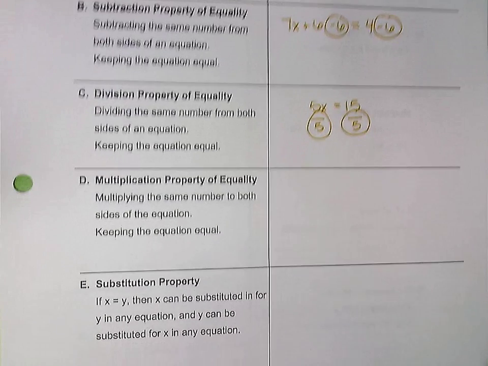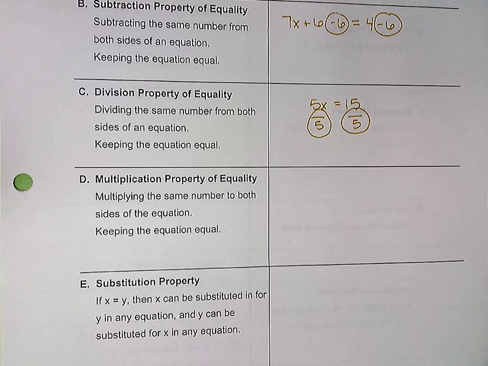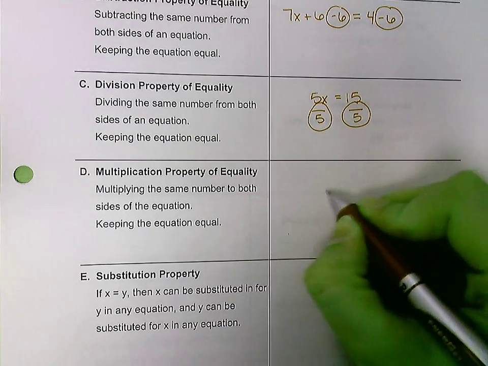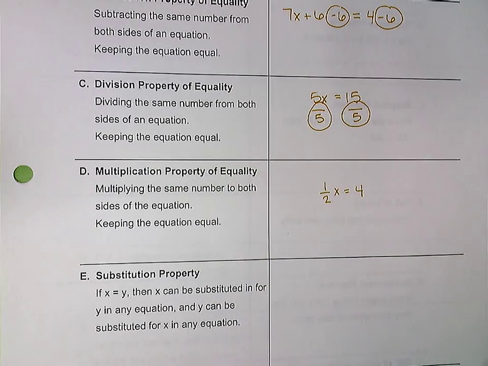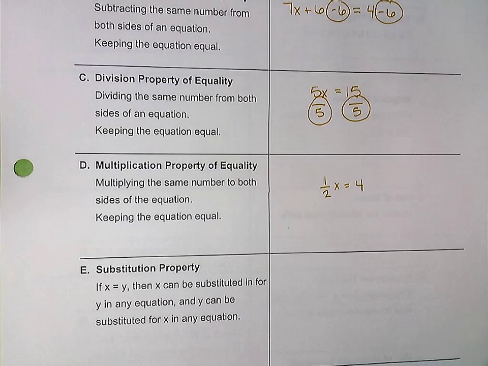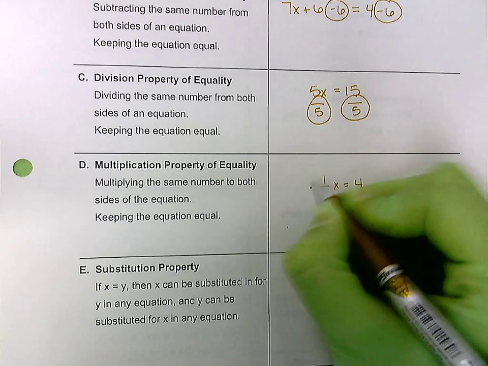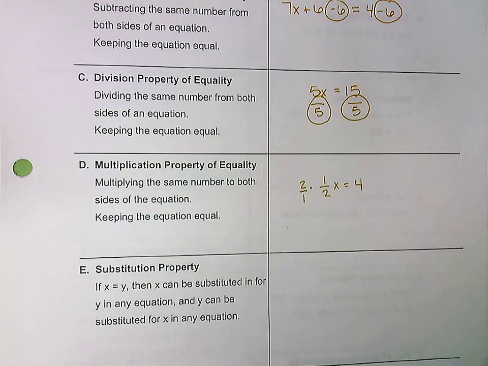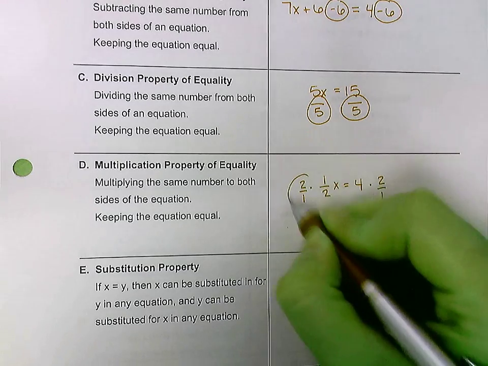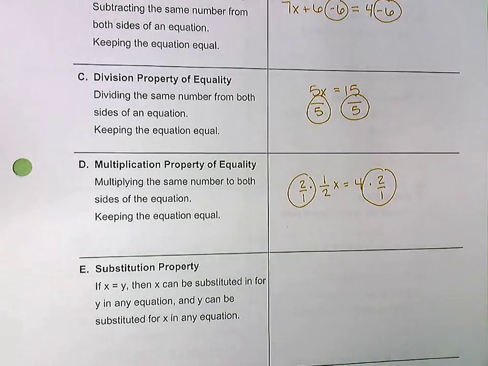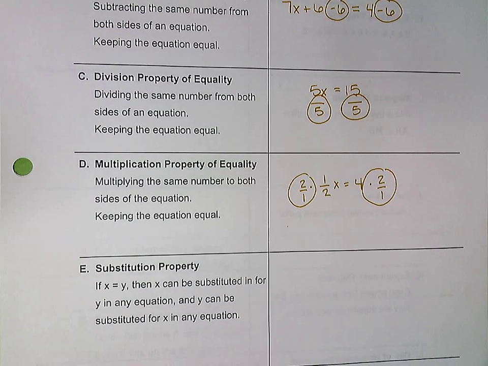The last property of equality is multiplication. That's multiplying the same number to both sides of your equation. So if I had 1/2 x equals 4, to get x by itself, I would multiply by the reciprocal, 2 over 1, on both sides, right there and right there. That process is the multiplication property of equality.